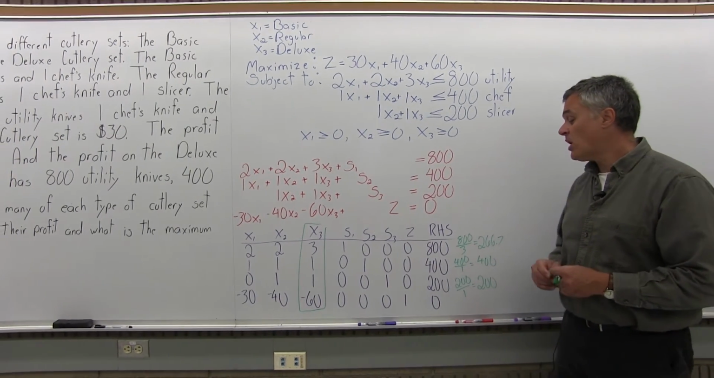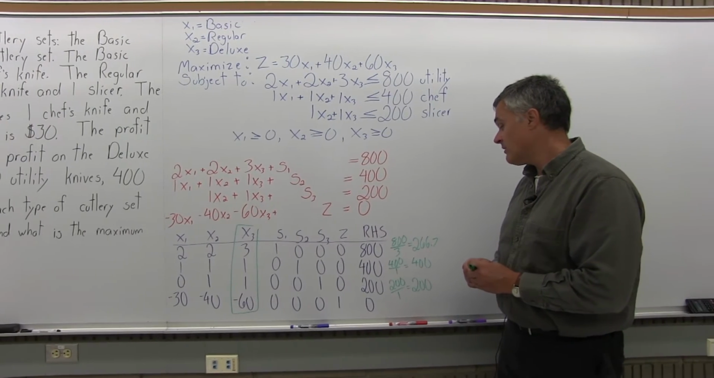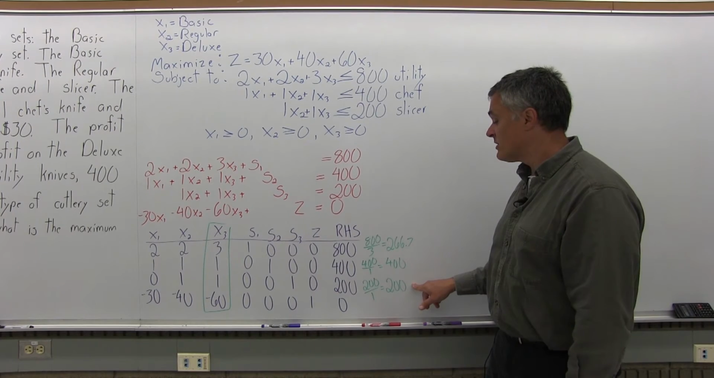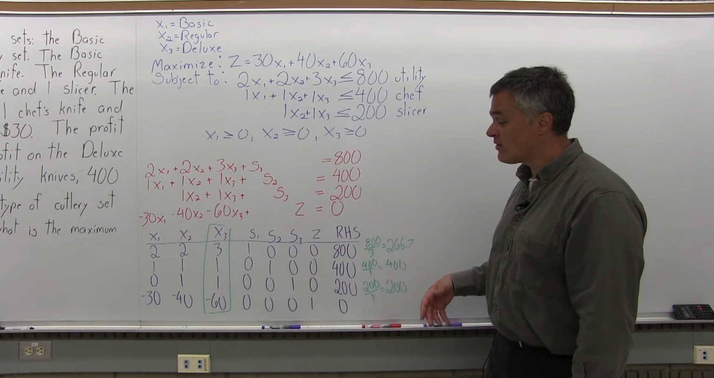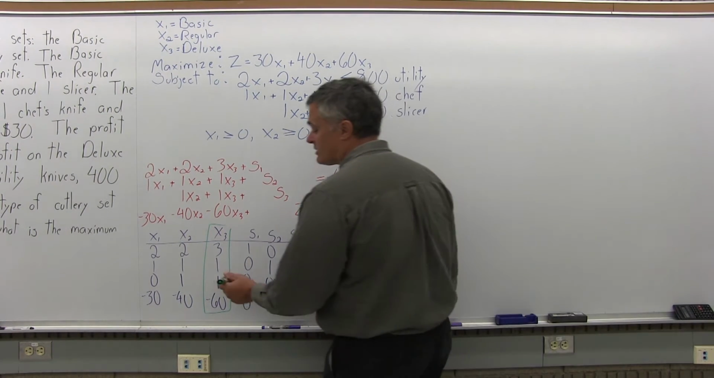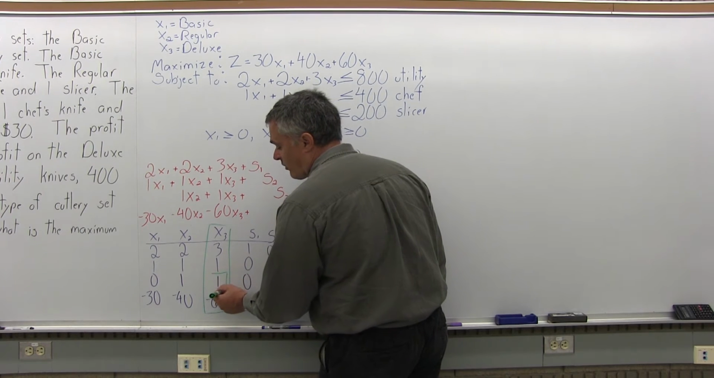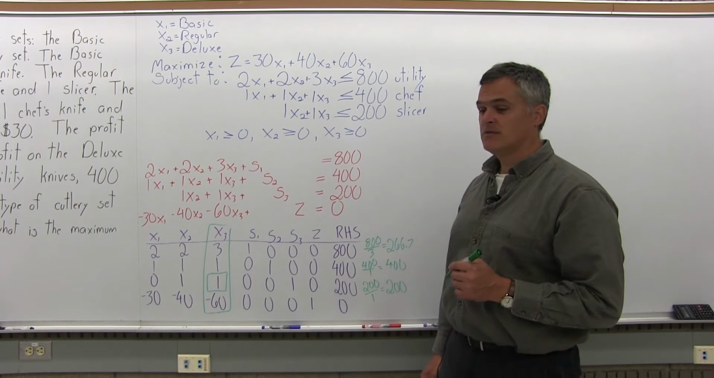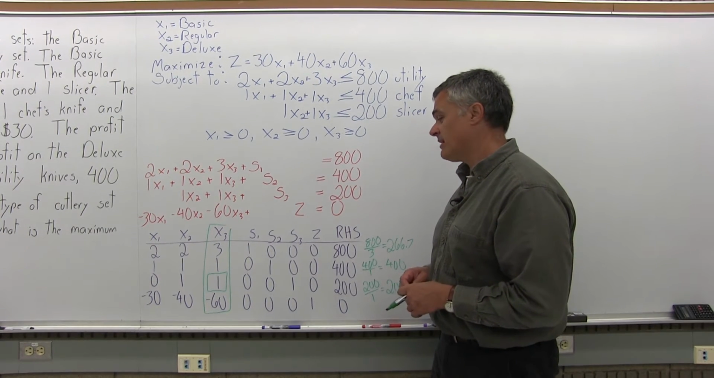So I want the smallest positive ratio. Well, of 266, 400, or 200, 200 is the smallest number. That 200 came from the ratio that I got in the third row. So in the third row of my X3 column is a 1. So that 1 in the third row down of the X3 column is the pivot for this initial tableau.